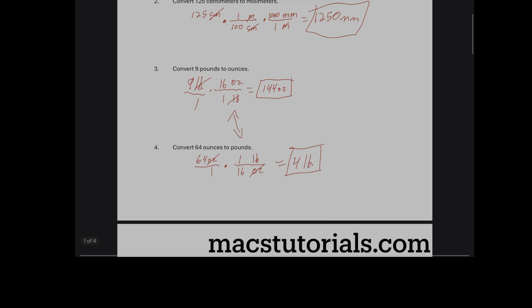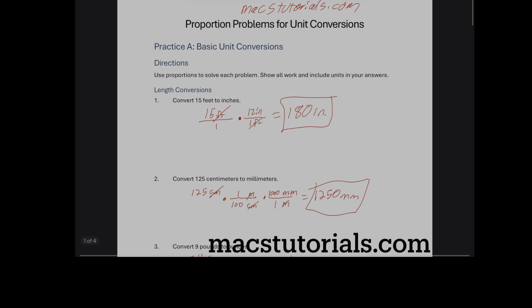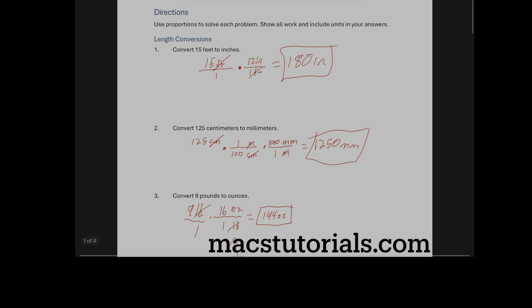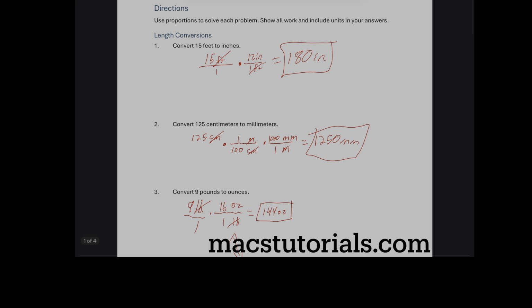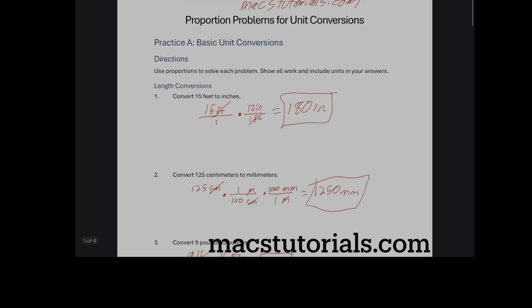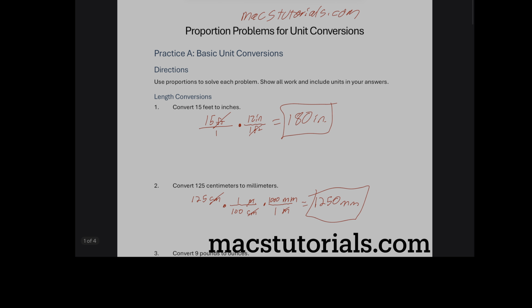So that's kind of the basics on how to do conversion problems. You just set up a proportion, make sure you put your terms opposite each other. If one's on top in the original, the conversion should be on the bottom, and you'll get your conversion. The only way to get better at these is to keep doing them.